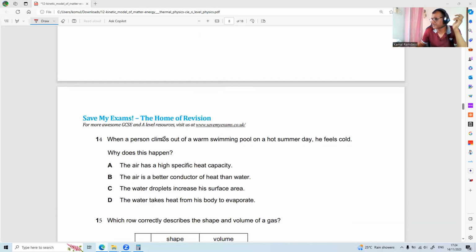When a person climbs out of a warm swimming pool on a hot summer day, he feels cold. Why does this happen? Okay. The air has a specific heat capacity. The air is a better conductor of heat than water. The water droplets increase his surface area. The water takes heat from his body to evaporate.